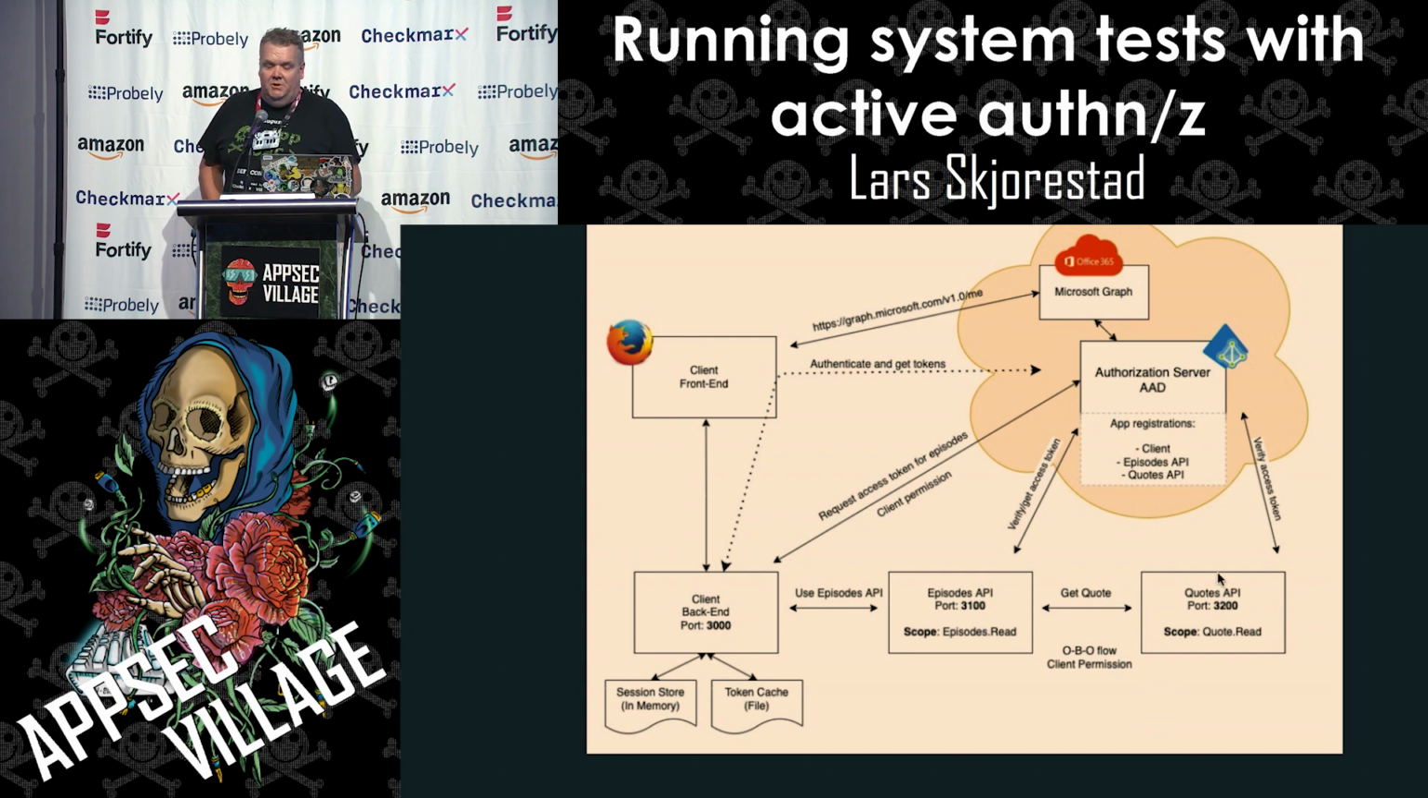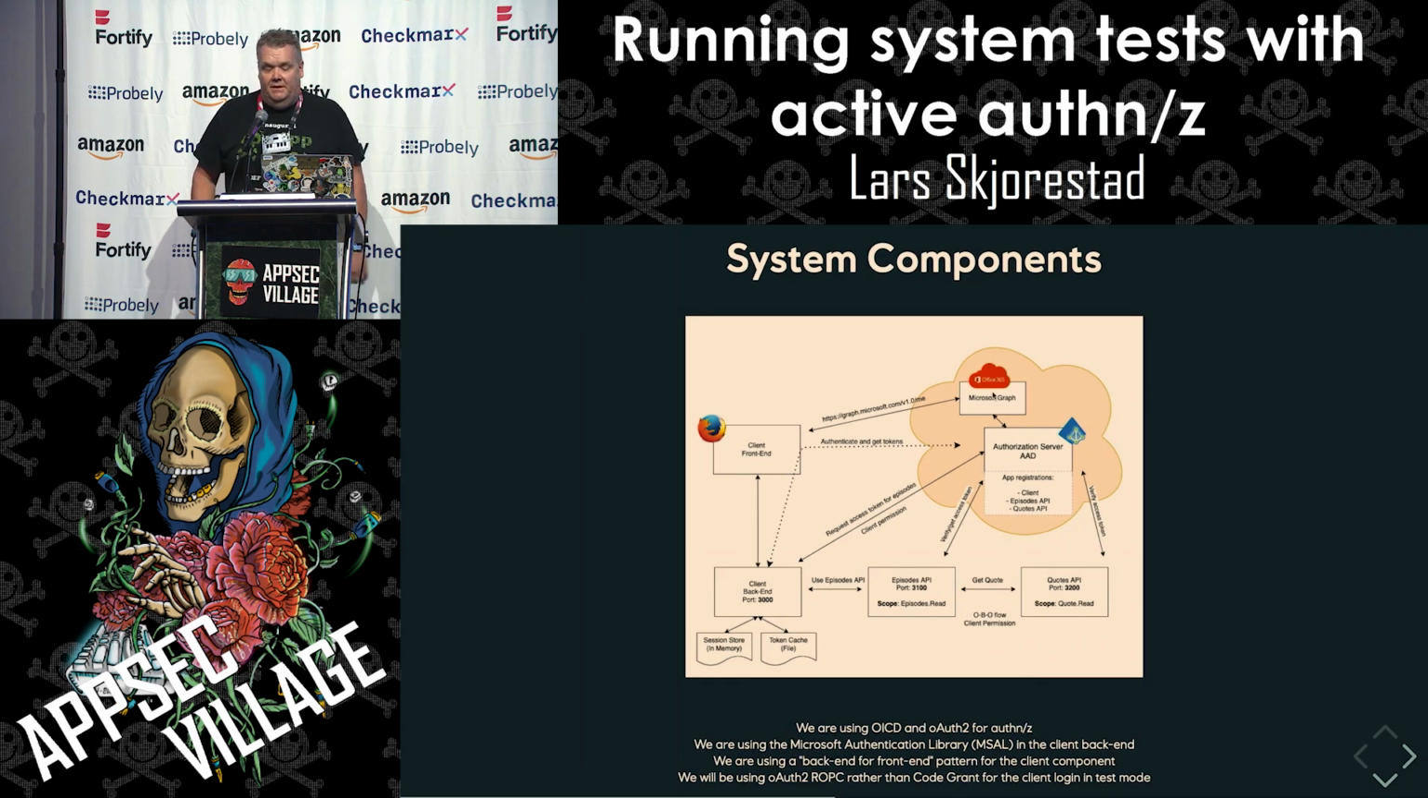In our context, we use Azure AD as the identity provider. So Azure AD handles the authentication of the users, the access stuff, and so on. And we also read information from the Microsoft Graph, that is typically the inbox and so on. When we do the authentication and authorization, we use OpenID Connect and OAuth to do that stuff, and we are using the Microsoft Authentication Library on the client backend to facilitate those things.